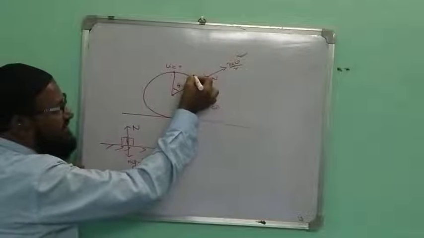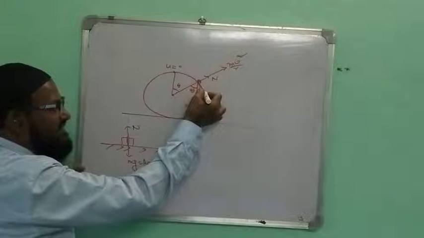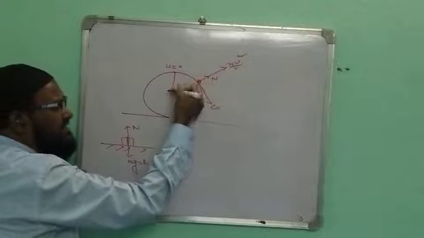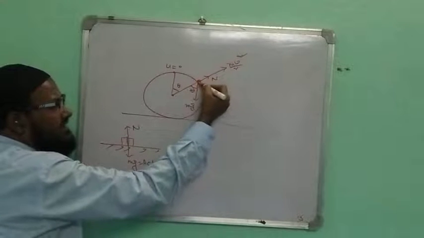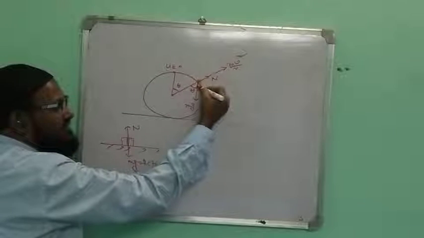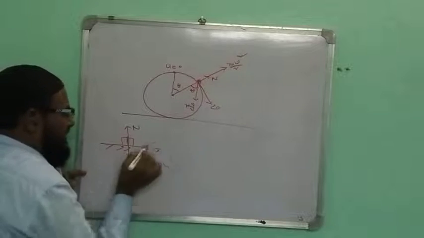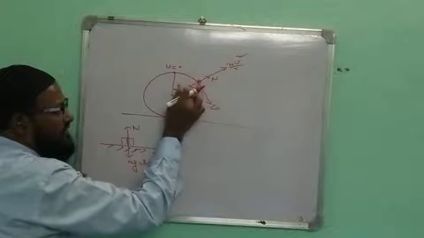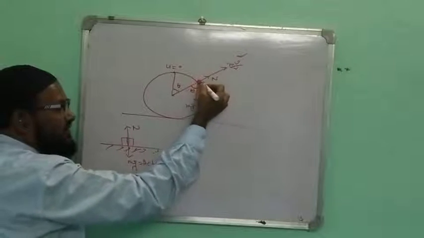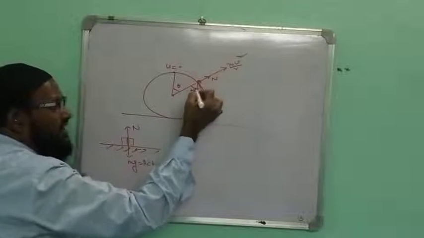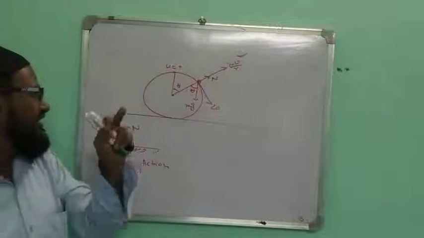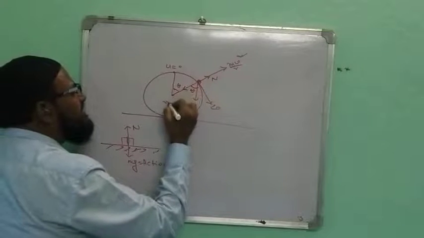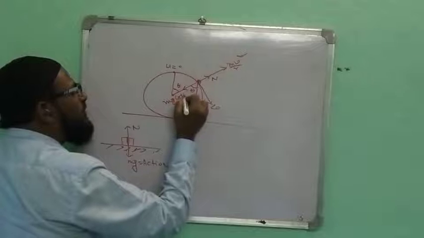In this case, the contact surface is the tangent. The body is on this side, and this sphere acts as the ground. Therefore, this force is applied by the sphere on the body, and this is the direction of the normal reaction. Now, please see, this is mg, and this component is mg cos theta.